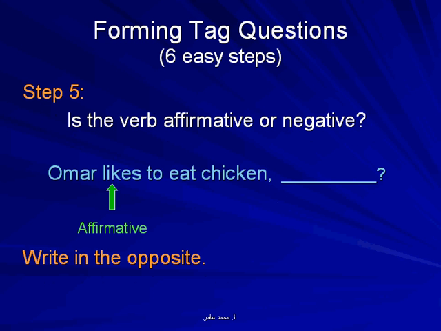Step 5. Is the verb affirmative or negative? Omar likes to eat chicken. It's affirmative. Write in the opposite. If it's affirmative, you write it negative. Like this, doesn't, not does, doesn't.